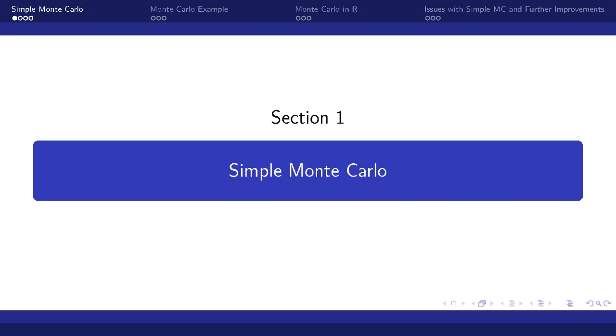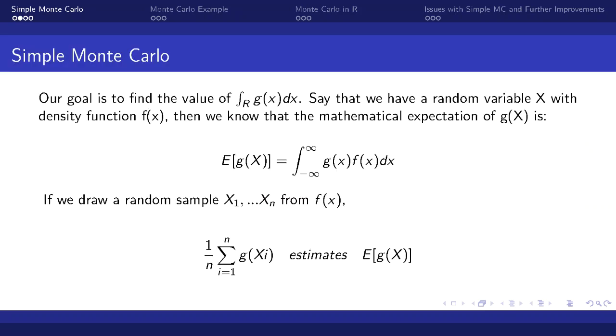Section 1, the simple Monte Carlo model. Our goal with the simple Monte Carlo model is to estimate the real integral of g of x. Say that we have a random variable x with density function f of x. Then, we know that the expected value of g of x can be represented by the following integral of g of x with a density function f of x.